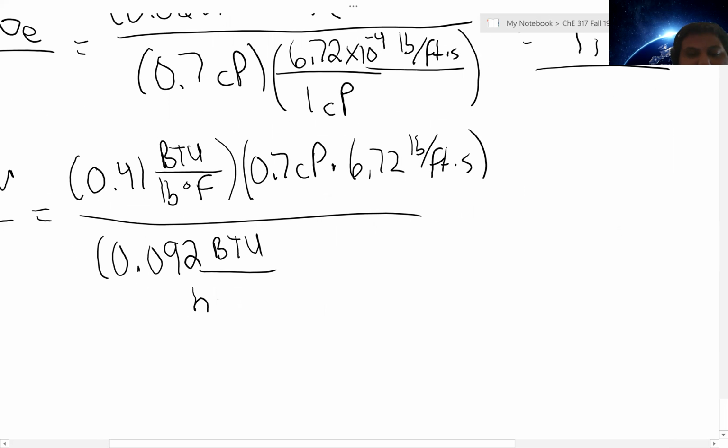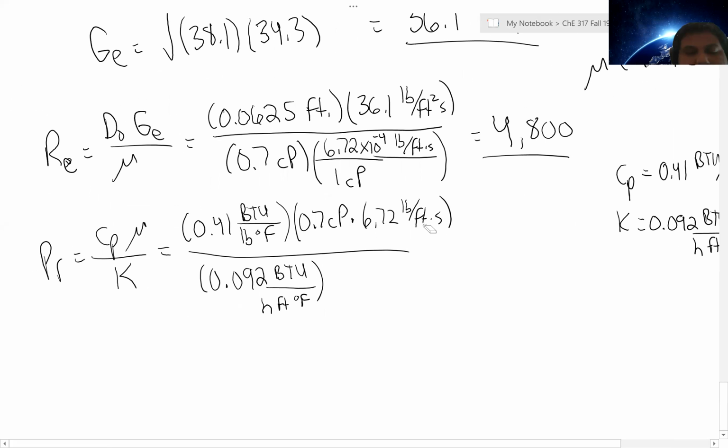I'll zoom in to make it a little neater. I think you forgot the times 10 to the negative fourth again. I did, thank you. These dang exponents.